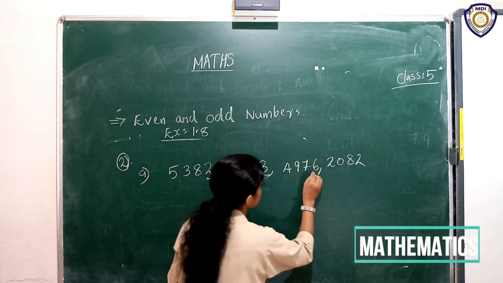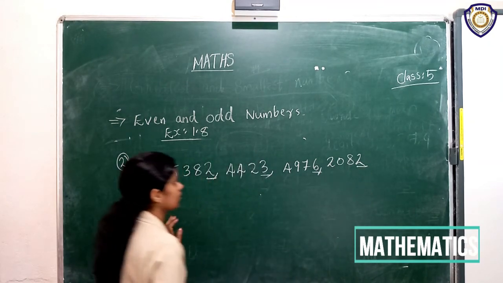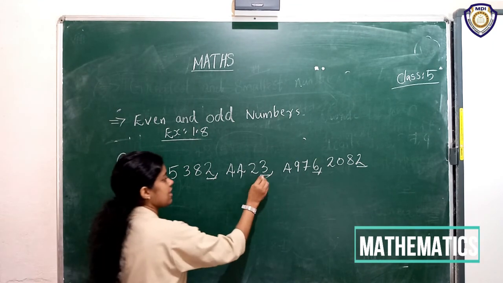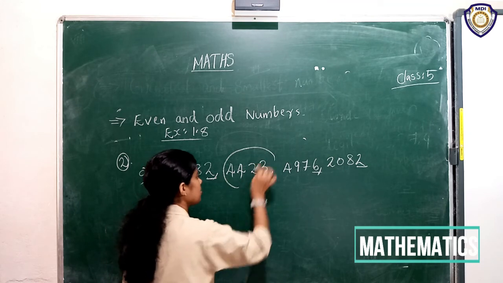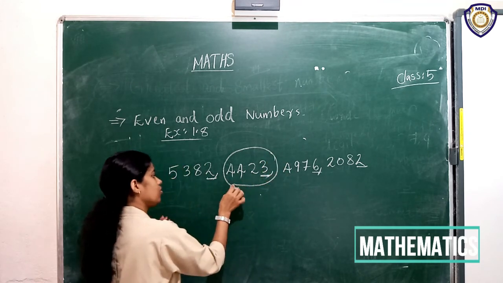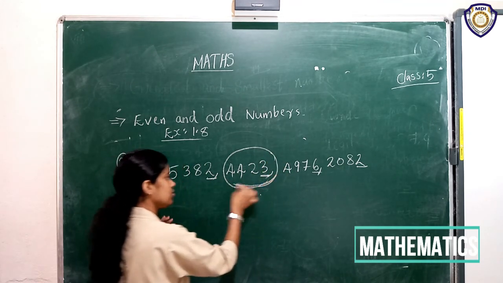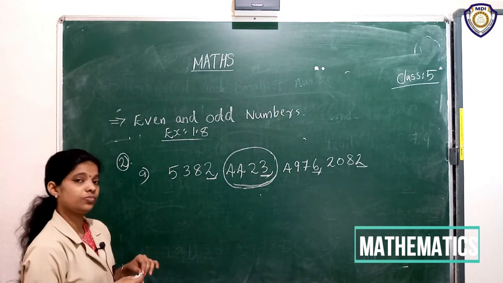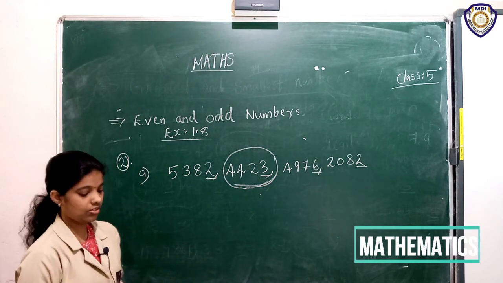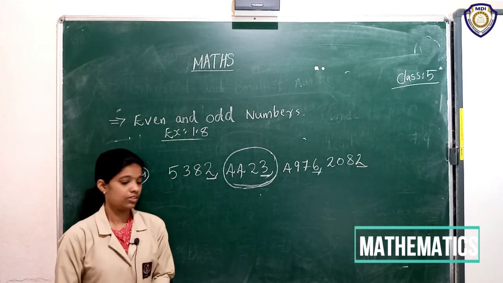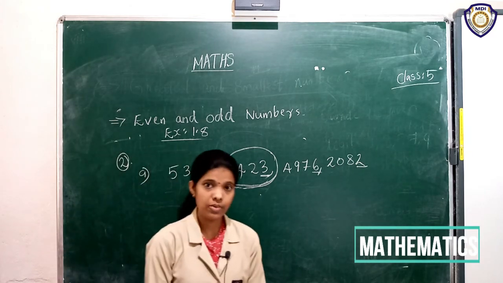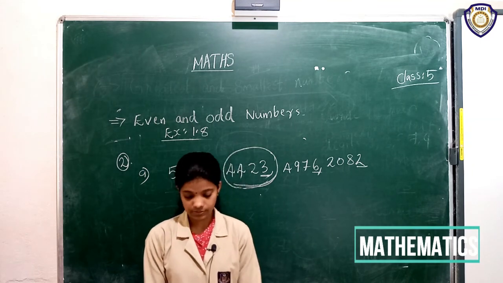2, 3, 6 and 2. Okay. 3 is the odd number. Circle this number. Okay. Did you finish? Okay. The remaining are your homework.